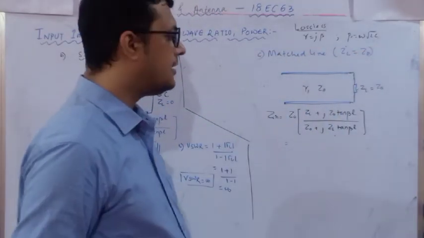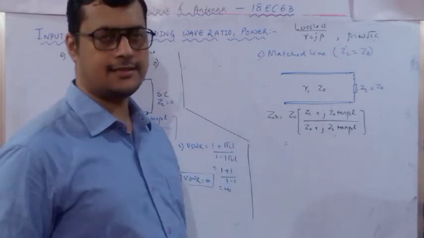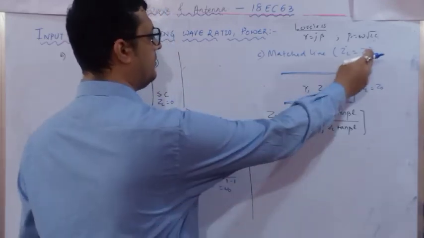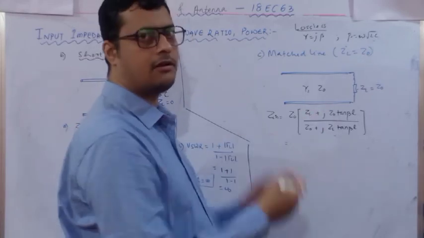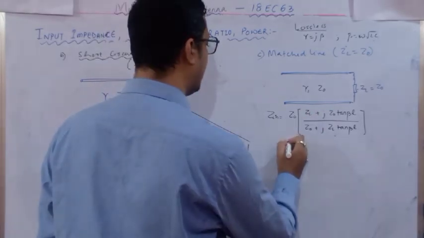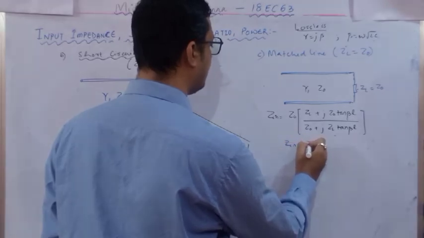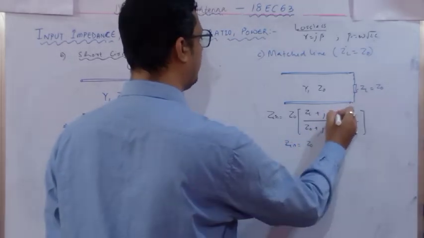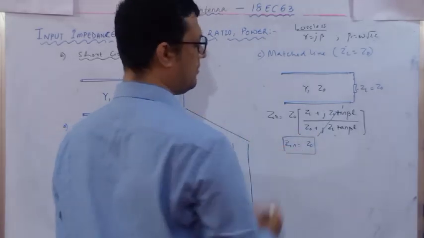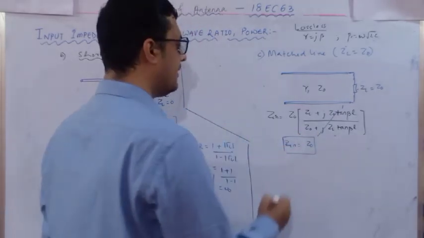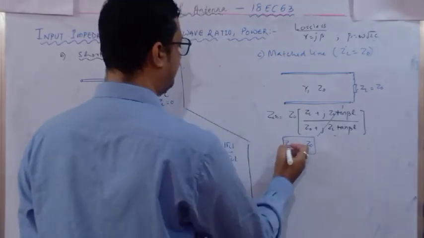Done. So what I will do, it is a lossless line. So ZL is equal to Z0. If you substitute here ZL, everything will be common. So here I will get Zin is equal to Z0. This whole term will become 1. So Zin is equal to Z0. Okay. So this is for matched line.